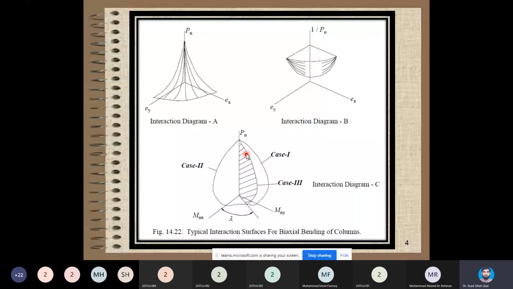Just like this picture is drawn in the first quadrant, if I take Mx opposite to this axis at 180 degrees and go to, for example, the second quadrant, it may be counterclockwise Mx and clockwise My. Then I will get the same surface in the second quadrant. Similarly, if I take the opposite of My, meaning clockwise My and counterclockwise Mx, I will get the same surface in the third quadrant.